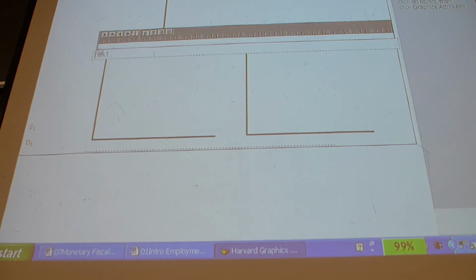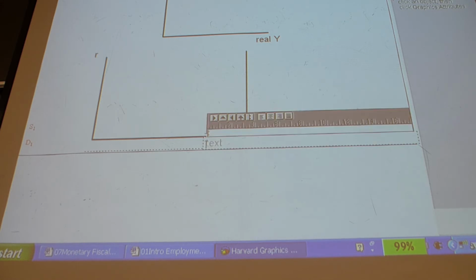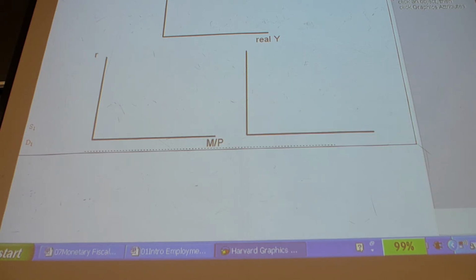R, supposedly the real interest rate. For us, a little overblown because we don't worry too much about it. In some ways, it may not even be right. M over P here, real money supply. Over here, R. Over here, real investment as a function of the interest rate. Now, over here, I'm going to start with all those things I can easily do.